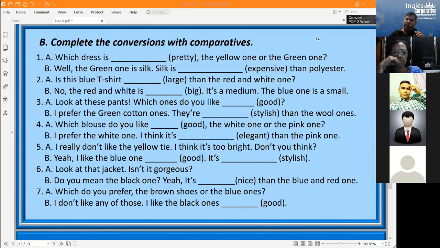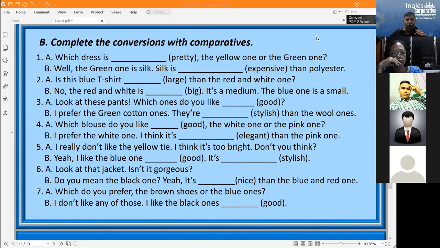For pronunciation only, listen to the complete thing. Which dress is prettier, the yellow one or the green one? Well, the green one is silk. Silk is more expensive than polyester. Is this blue t-shirt larger than the red and white one? No, the red and white is bigger. It's a medium. The blue one is a small. Number three, look at these pants. Which ones do you like better? You say, I prefer the green cotton ones. They are more stylish than the wool ones.